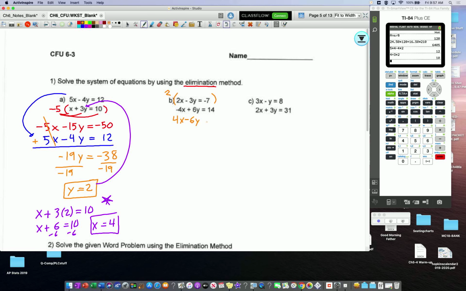-6y equals -14. But what happens now, you might even see, when I add these, the x's cancel, the y's cancel, and so did the numbers. So if you get 0 equals 0, that means they are the same equation. They're just written differently. That means you have infinitely many solutions.